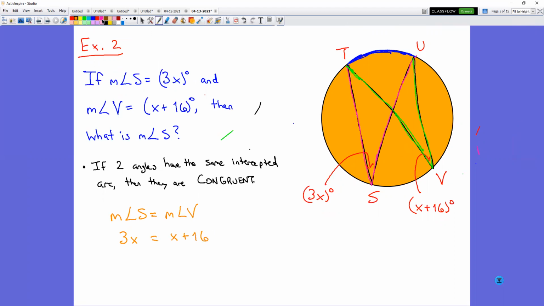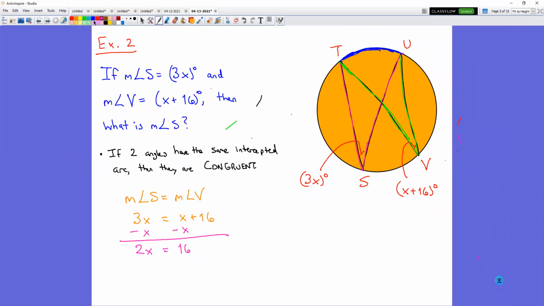And so now we're just going to solve for x. Of course, that's going to be minus x on both sides. So it's going to be 2x equals 16. And then divide both sides by 2 to get x by itself, and you're going to get x equals 8. So the value of x is 8.